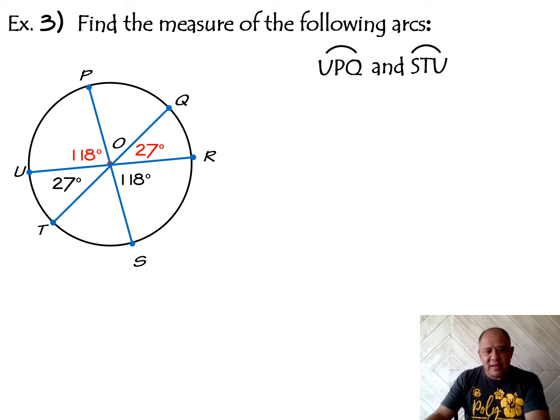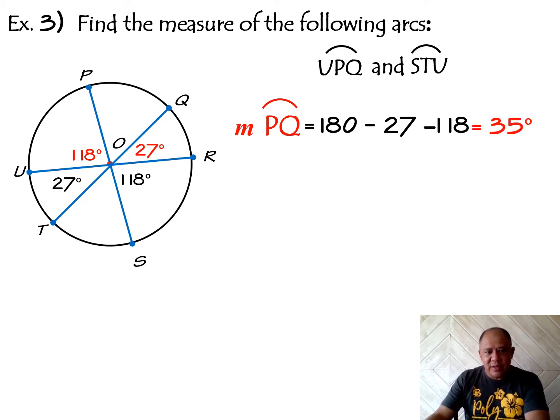Now, all we have to do is find the other piece. How do we find the other piece? Well, you find the other piece by knowing that half a circle is 180. To find PQ, it's going to be 180 minus 27 minus 118, which is going to give you 35 degrees. So now we know that PQ is 35 degrees. So if PQ is 35 degrees, then we know what TS is, and TS would be 35 degrees as well.